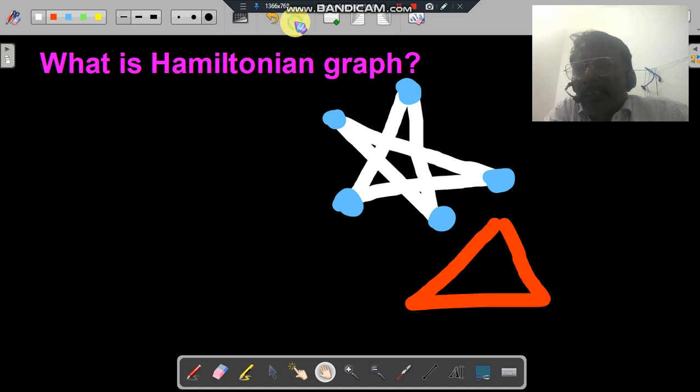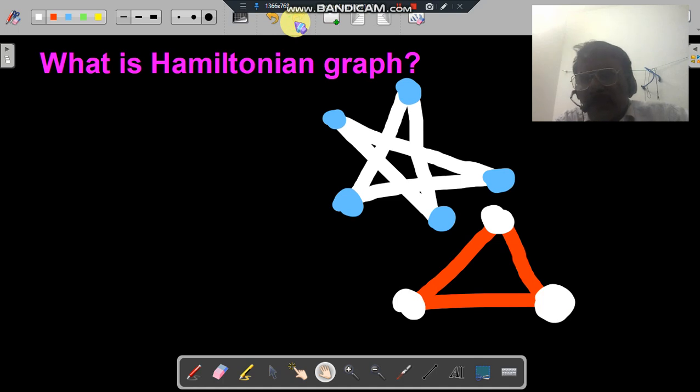Now look at that. This is another graph because it consists of vertices as well as edges. The vertices are joined by the edges. Now let me name the vertices A, B, C, D and E. So in the first picture there are 5 vertices and 6 edges.